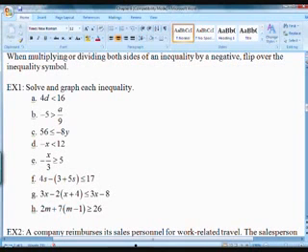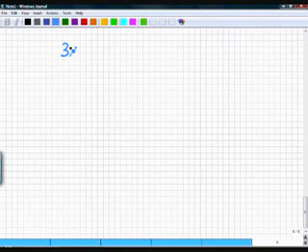The one off your homework. Let me finish these and then I'll get you. 3x minus 2 times x plus 4 is less than or equal to 3x minus 8.